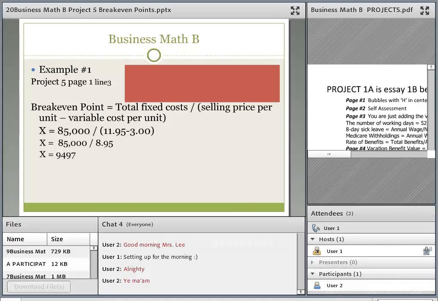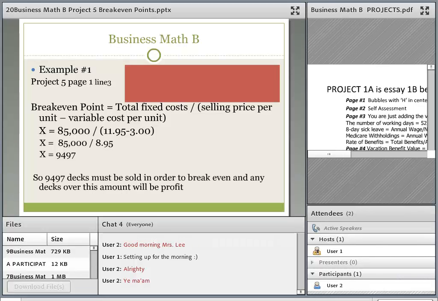Okay, what that actually means is that's how many of those products you have to sell to break even with your fixed costs. You've got to sell that many of them to cover the $85,000. So 9,497 decks must be sold in order to break even. And any decks over this amount will be your profit.